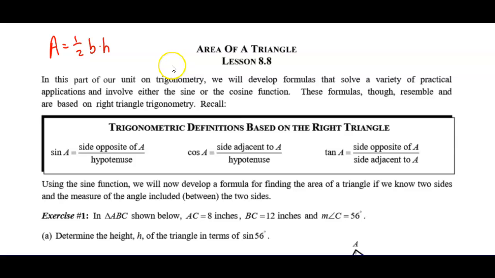So what we're going to try to do here is develop a way to solve for the area of a triangle that is not a right triangle and that does not have an altitude given for us. So it just makes the process faster if we can develop and then use this process.